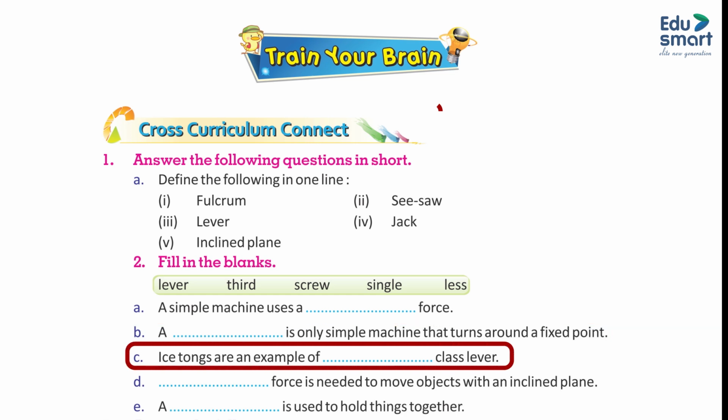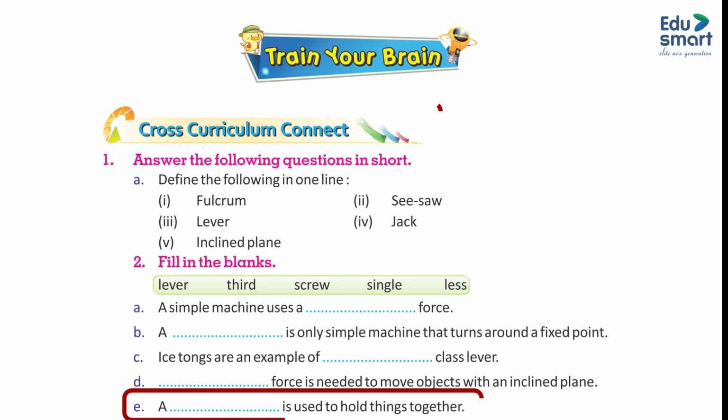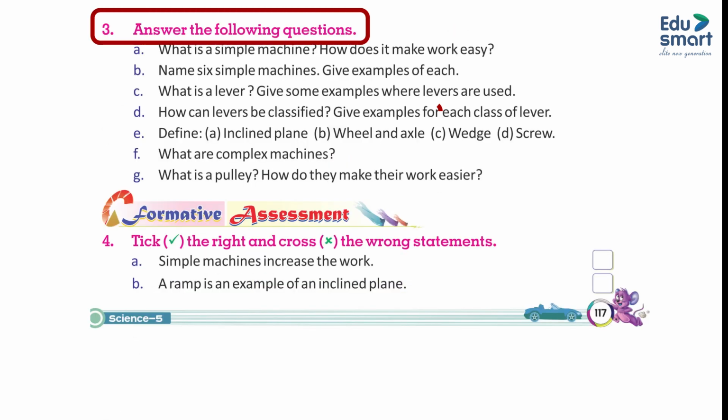C. Ice tongs are an example of dash class lever. D. Dash force is needed to move objects with an inclined plane. E. A dash is used to hold things together. 3. Answer the following questions.